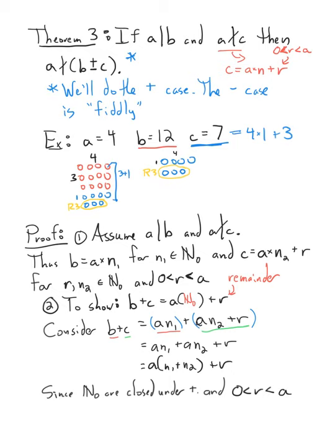Then we can say that A can't be a factor of B plus C. And we're done. And remember, the negative case is pretty much the same. It just gets fiddly because if we subtract, we end up with a new remainder. So if we subtract these guys, rather than having remainder 3, we'll have remainder 1. So it just gets a little fiddly, but the idea is the exact same.